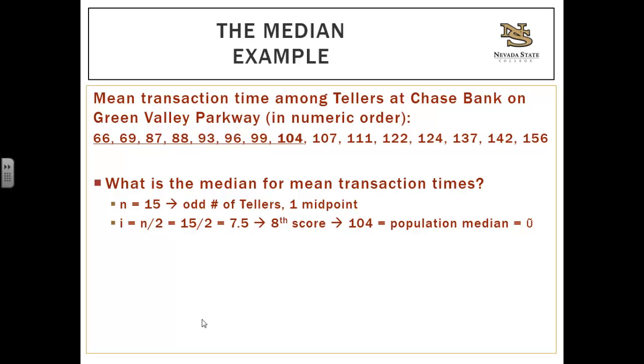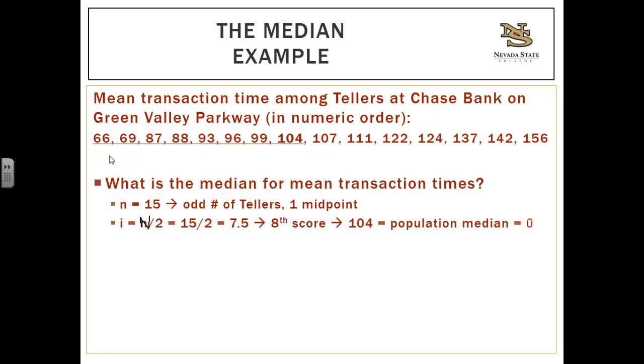So here's the mean transaction time among tellers at Chase Bank, those 15 tellers that we were looking at before. If you want to know what the median is for these transaction times, the first thing you need to do is find i. Well, there's 15 scores. We know there's an odd number of tellers, so there's going to be one midpoint. So when we find i, we take that sample size or population size of 15, let's change this to an uppercase N, divide that by 2, you get 7.5. Round 7.5 up to 8. We're looking for the 8th score.